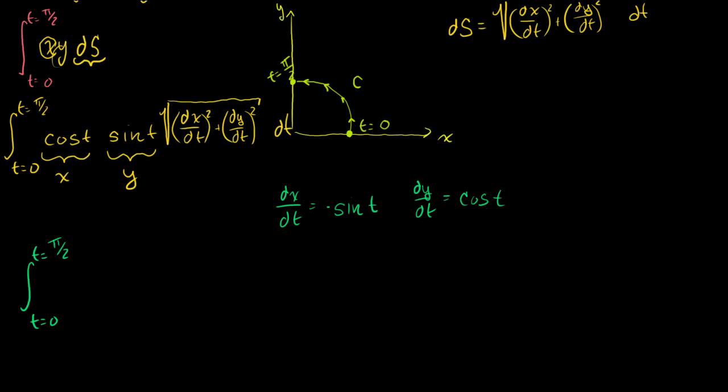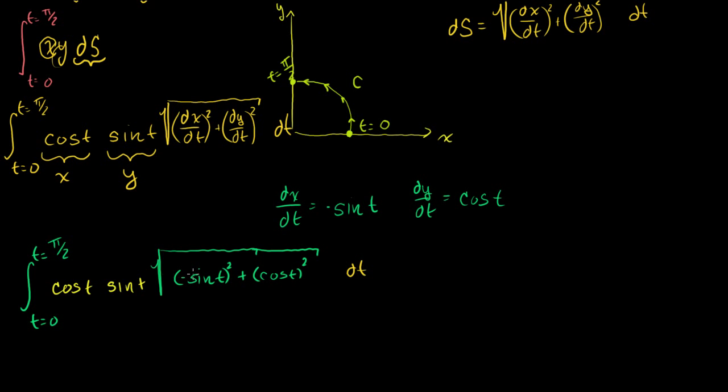I don't like this color. Cosine of t, sine of t, cosine times sine, that's just the xy, times ds, which is this expression right here. And now we can write this as, well, I'll switch back to that color I don't like, the square root of the derivative of x with respect to t, which is minus sine of t, squared, plus the derivative of y with respect to t, that's cosine of t, squared. Let me make my radical a little bit bigger. And then all of that times dt.